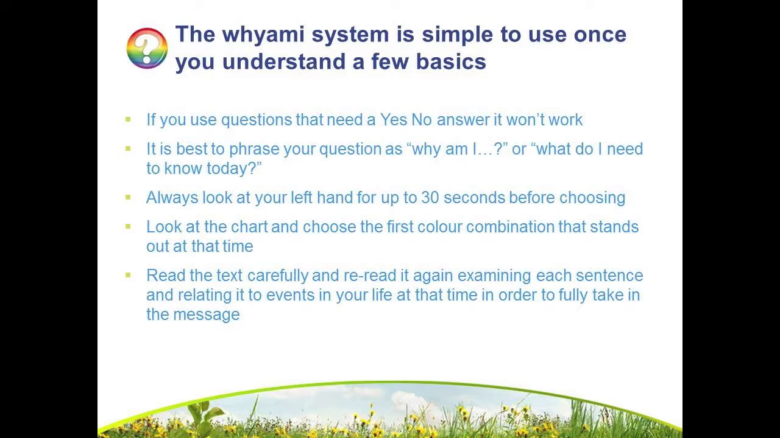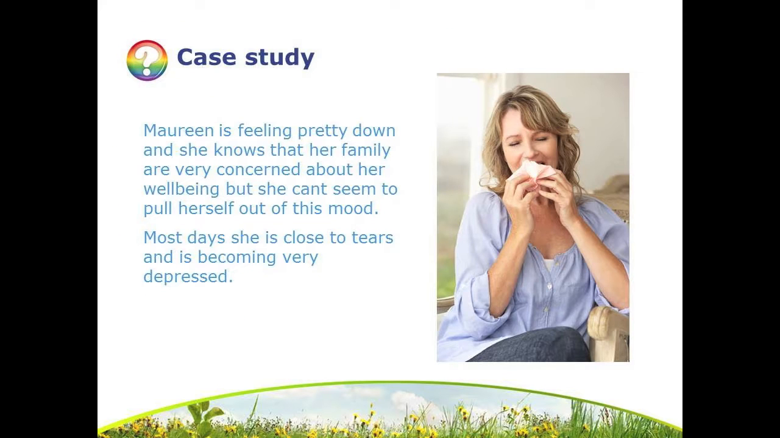So in this case study, we will explore how to use the system. Our case study today is about Maureen. Maureen is feeling pretty down, and she knows that her family are very concerned about her well-being, but she can't seem to pull herself out of this mood. Most days she's close to tears, and she's becoming very depressed.